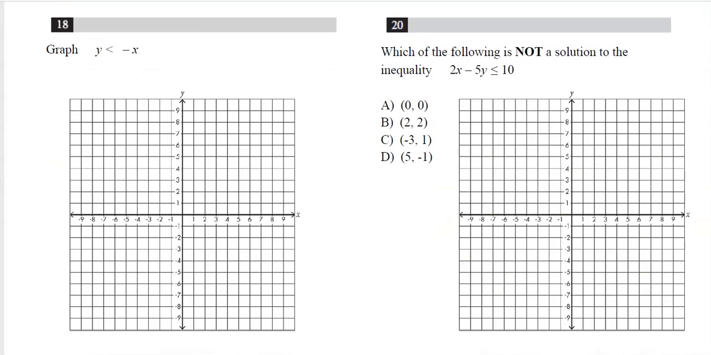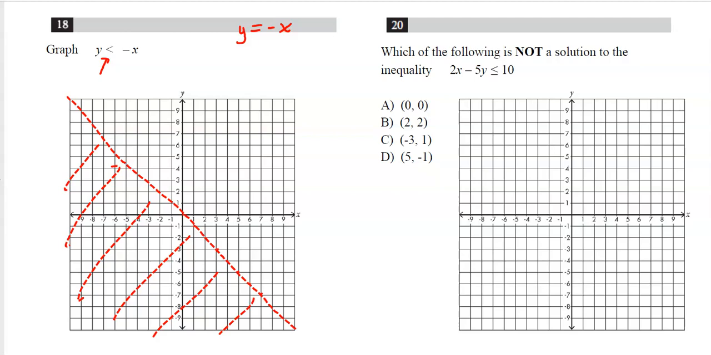A couple more here. Number 18. First thing I want to do is just graph. I'm going to first just graph the line y equals negative x. So that means it has a slope of negative 1, goes through the origin. So it's going to be this line. It is going to be dotted because of that symbol. So let me do a dotted line. Dotted. And then it's less than, so we need to shade below.